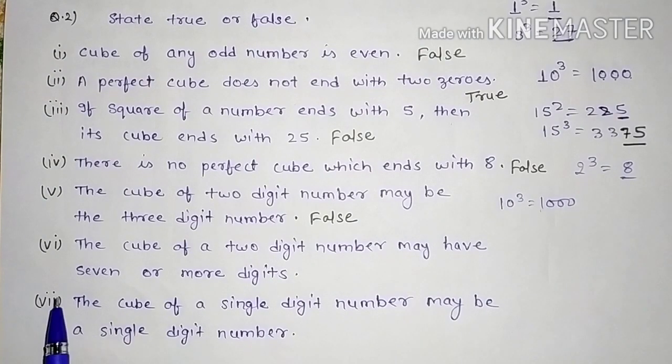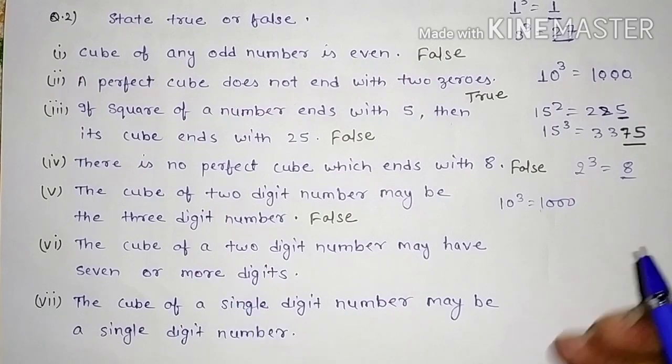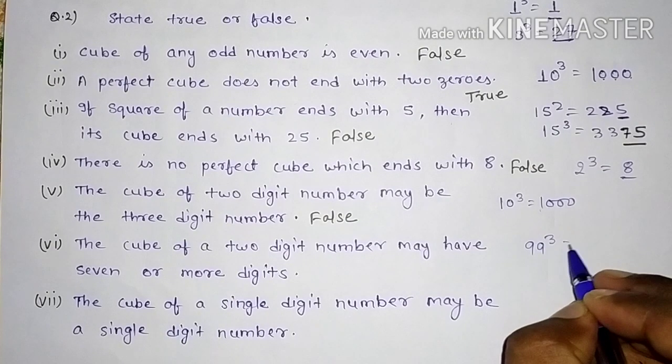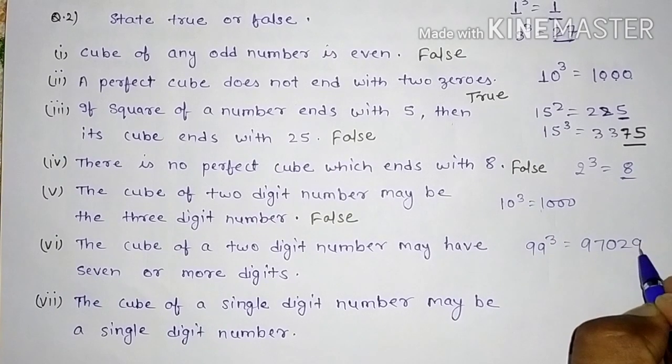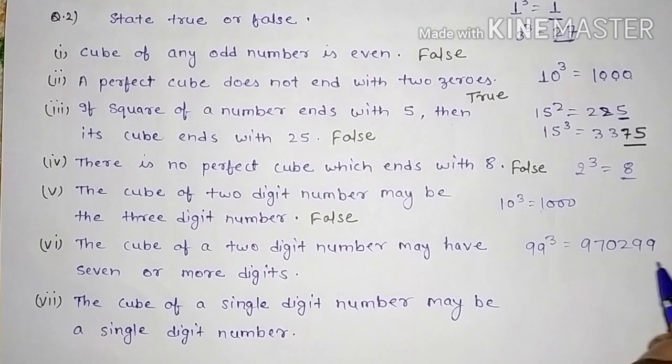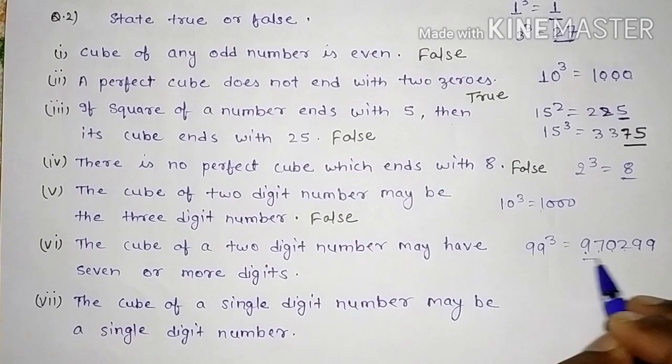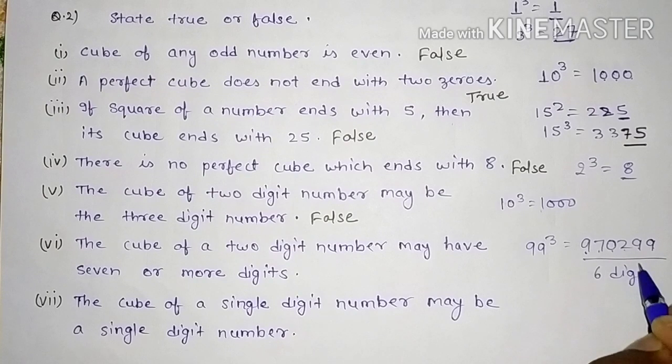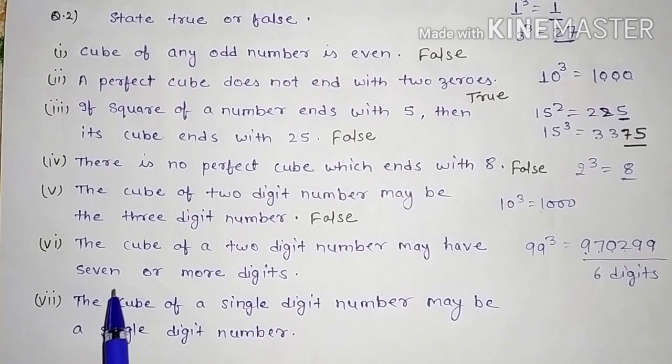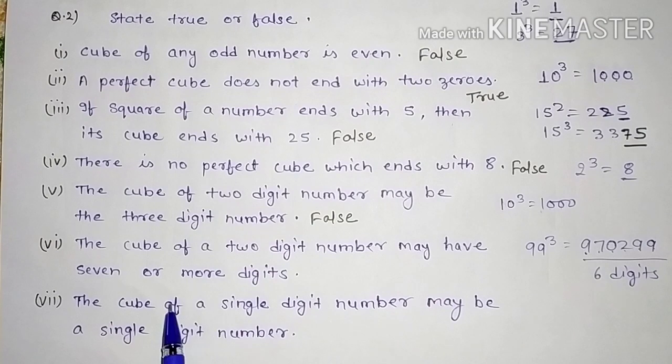Now question number 6. The cube of a 2-digit number may have 7 or more digits. Again, here I am taking the example of the highest 2-digit number, that is 99. So the cube of 99 equals 970299. So here how many digits are there? 1, 2, 3, 4, 5, 6. So 6 digits are here. What statement is given? The cube of a 2-digit number may have 7 or more digits, but here only 6 digits are there. So this is a completely false statement.